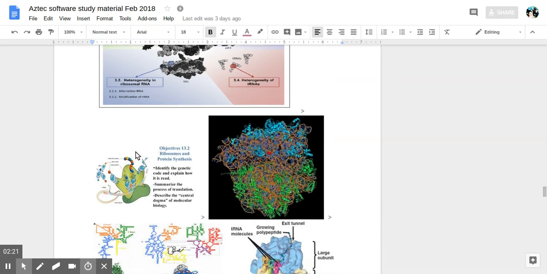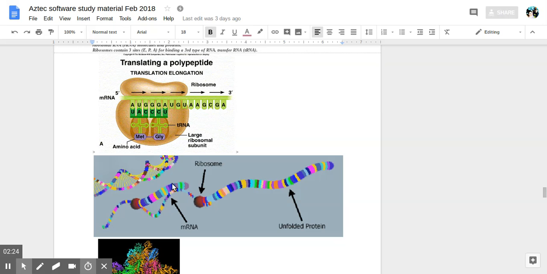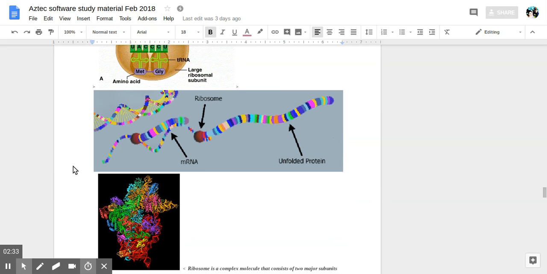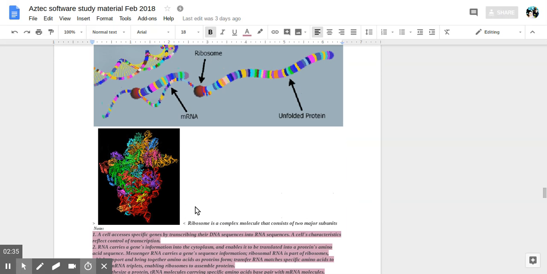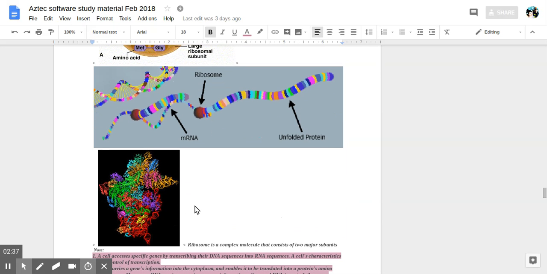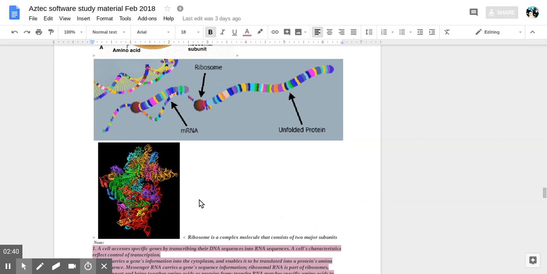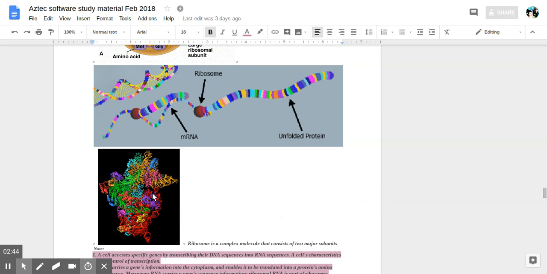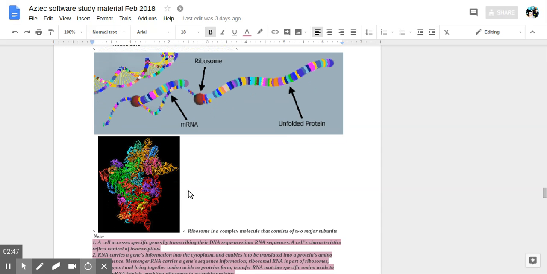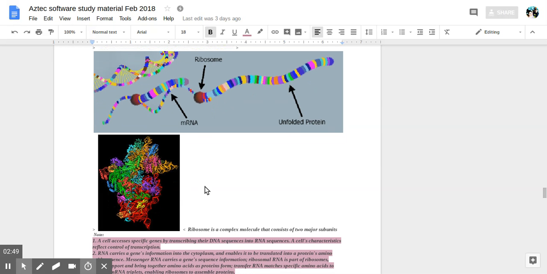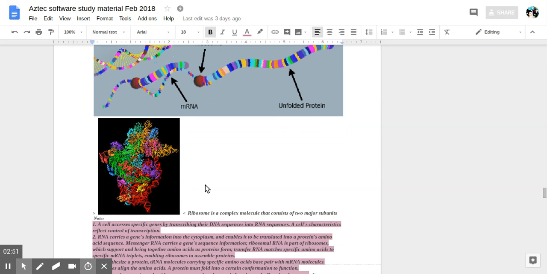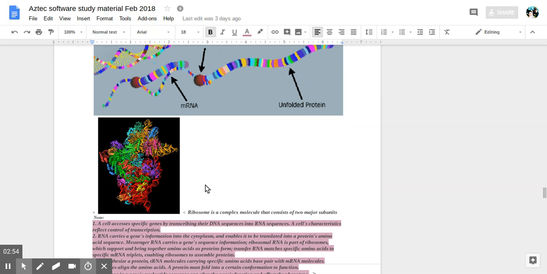So, this is again showing mRNA and ribosomes and proteins being synthesized. This is showing a ribosome in 3 dimensions, which is a complex molecule consisting of the two major subunits, large and small. A note: a cell accesses specific genes by transcribing their DNA sequences into RNA sequences.